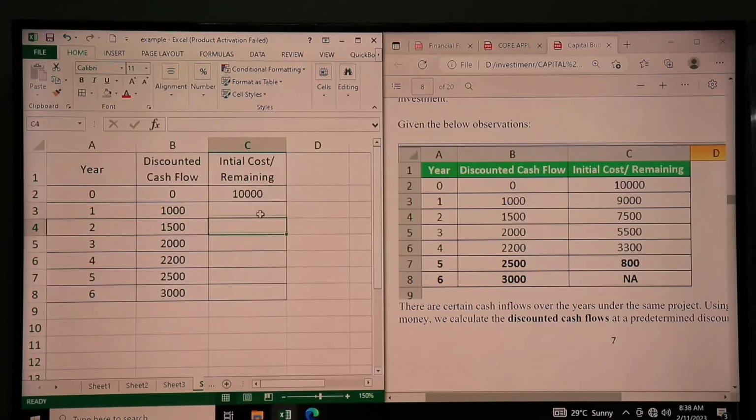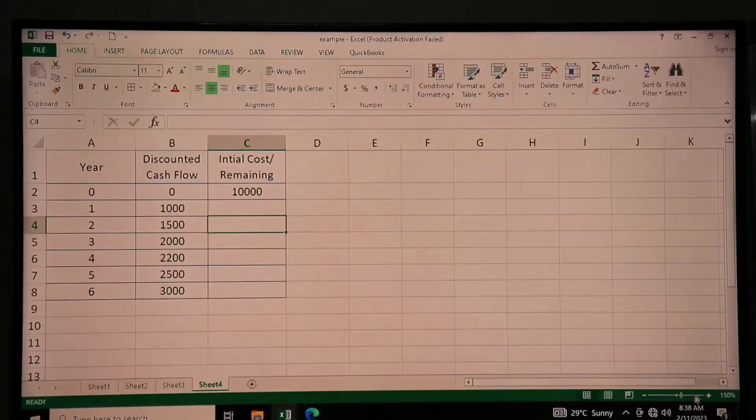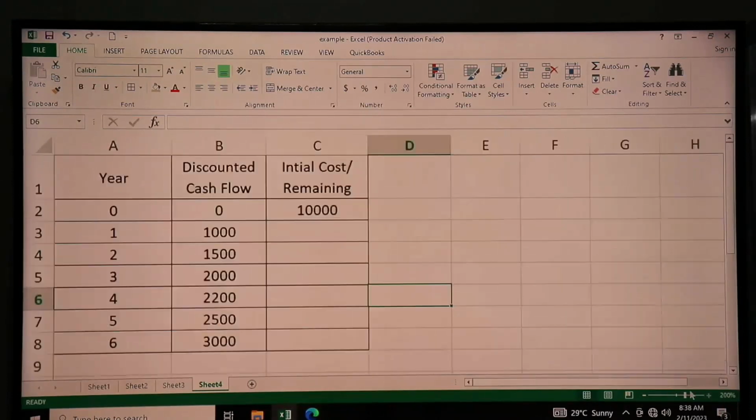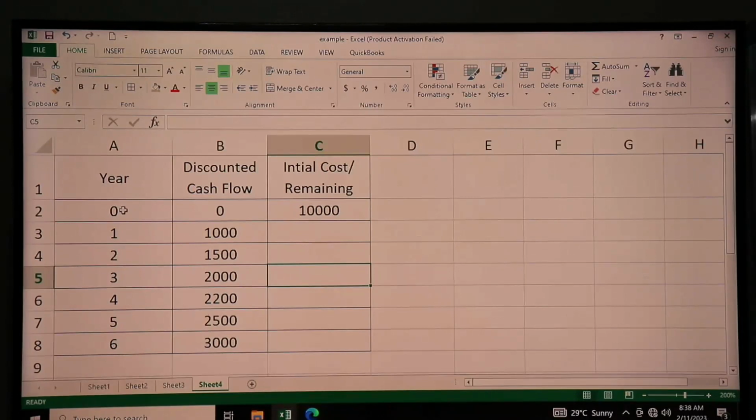So here we're supposed to insert a formula. Our worksheet should be up there because the other value is supposed to be generated. So our project life is expected to return the initial cost at year 6. That is when you expect that this project should return. And that is year 6.